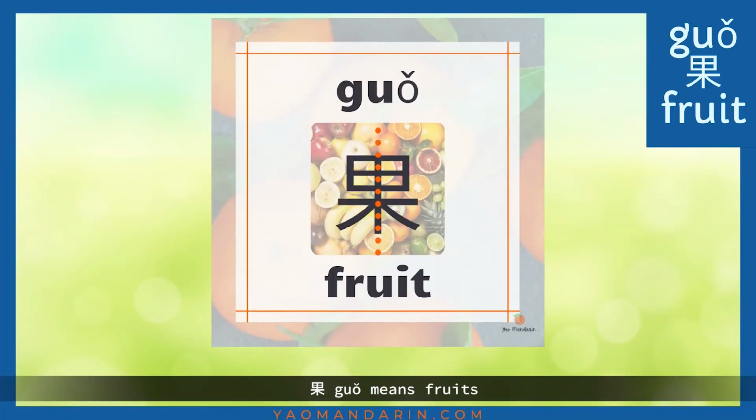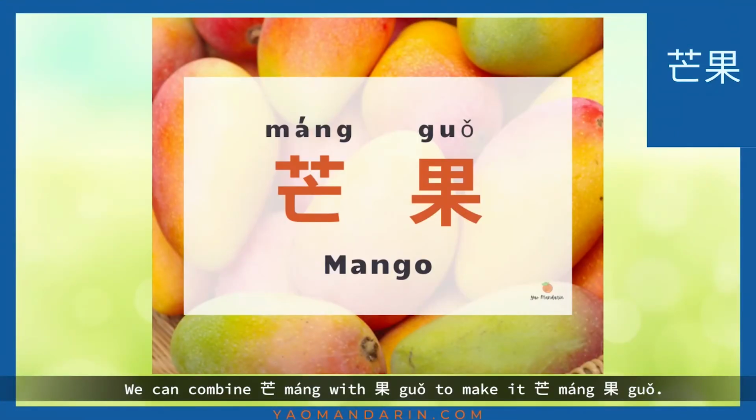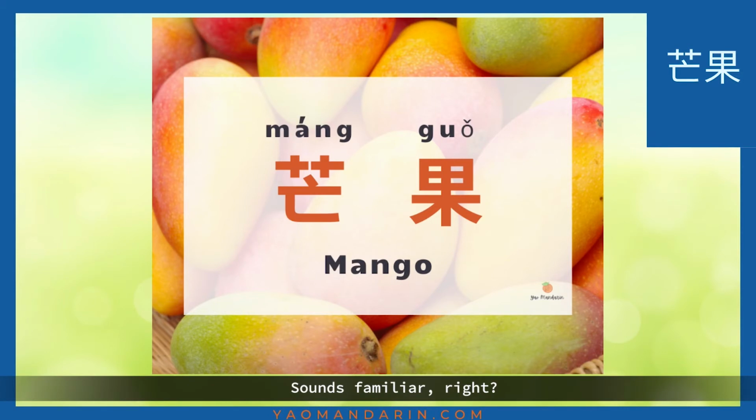果 means fruit, and it's another example of a balanced Chinese character. We can combine 芒 with 果 to make 芒果. Sounds familiar, right? You guessed it right. 芒果 is mango in Mandarin Chinese. Okay, let's practice writing 芒 with me.